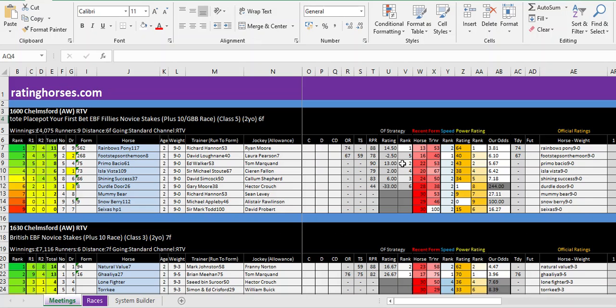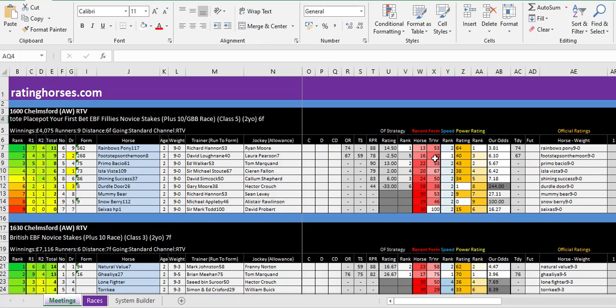Now, a lot of people have a lot of success following the top one or top three OF strategy horses. This is an algorithm. Only ratinghorses.com has access to this algorithm. It's an algorithm we have built ourselves. You will not find this rating anywhere else in the industry. Okay, it's only available at ratinghorses.com.